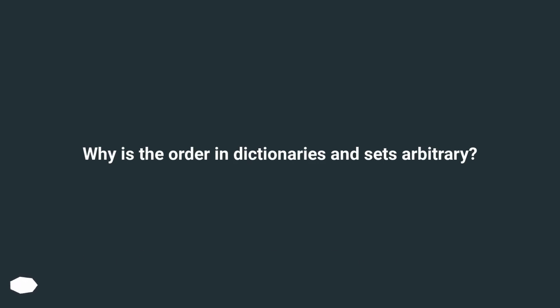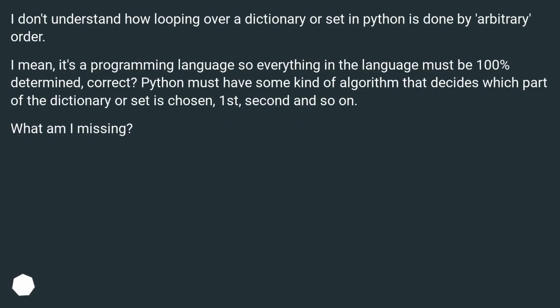Why is the order in dictionaries and sets arbitrary? I don't understand how looping over a dictionary or set in Python is done by arbitrary order. I mean, it's a programming language, so everything in the language must be 100% determined, correct? Python must have some kind of algorithm that decides which part of the dictionary or set is chosen first, second, and so on. What am I missing?